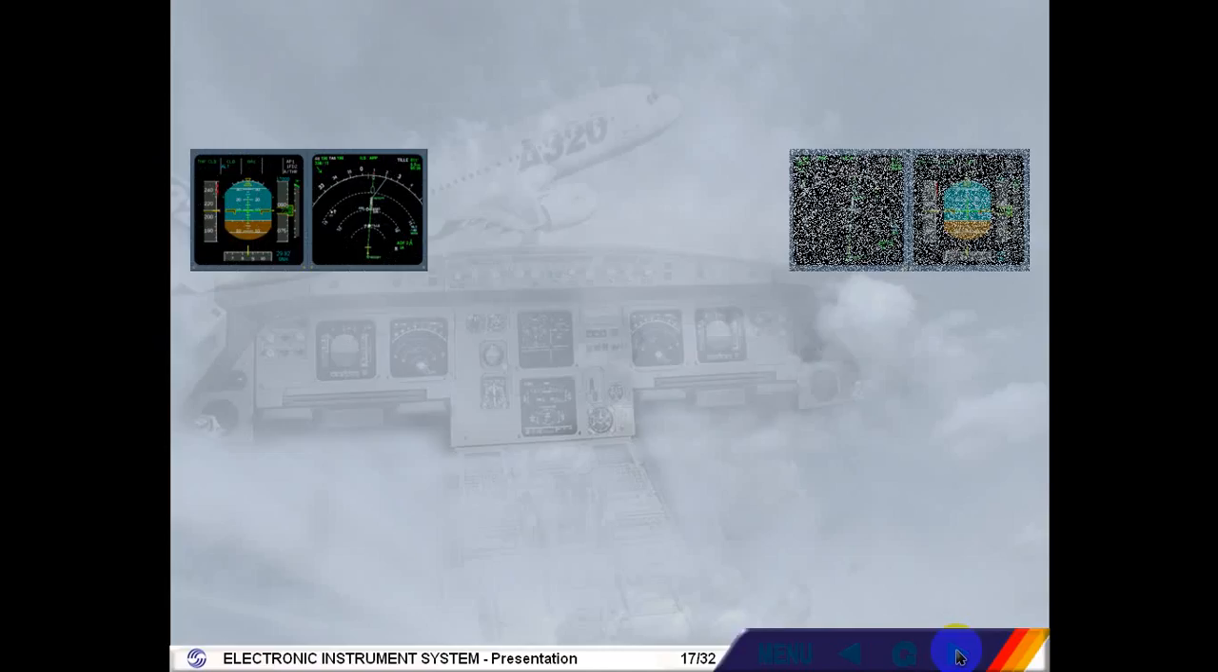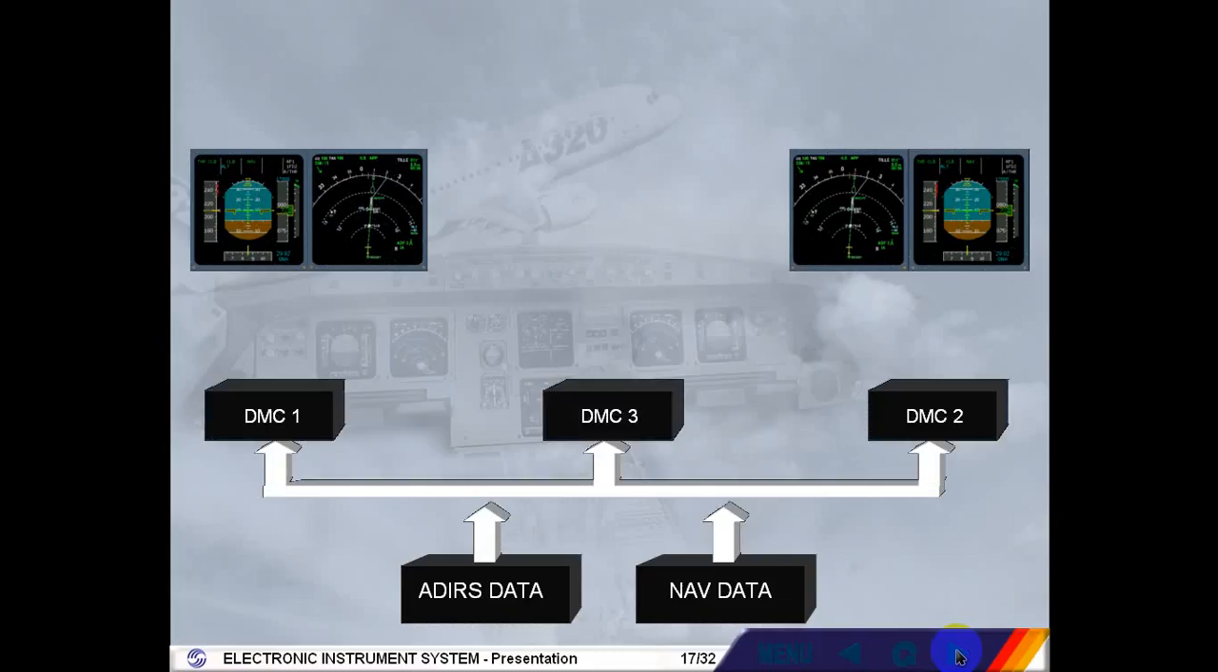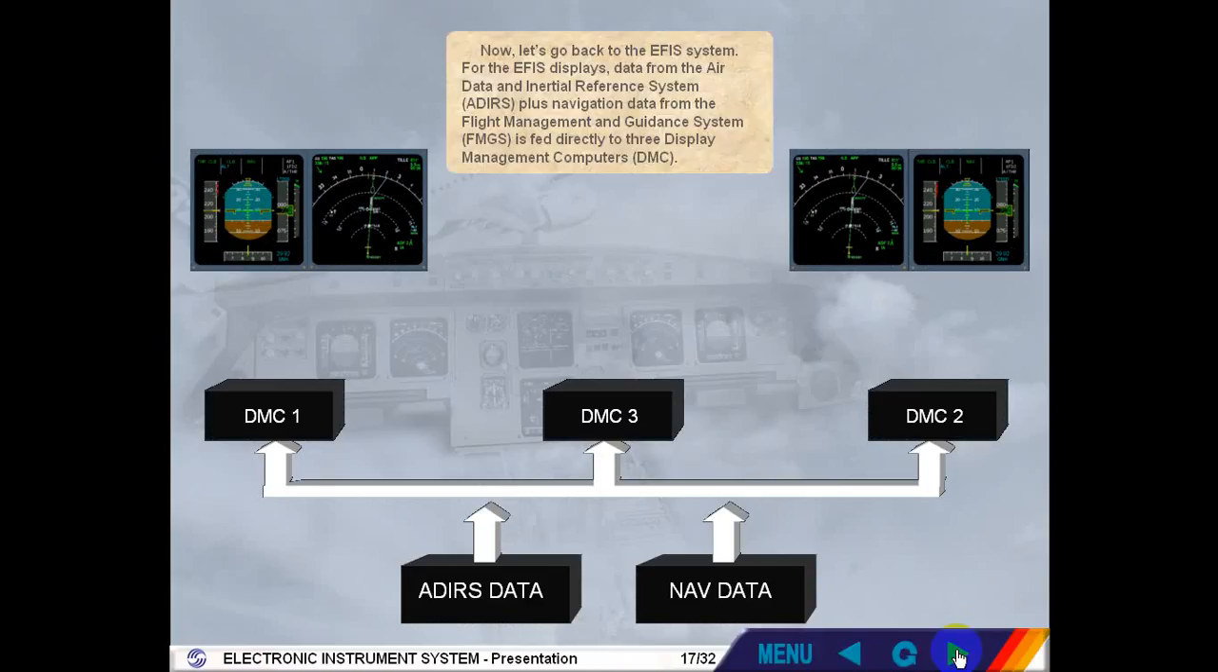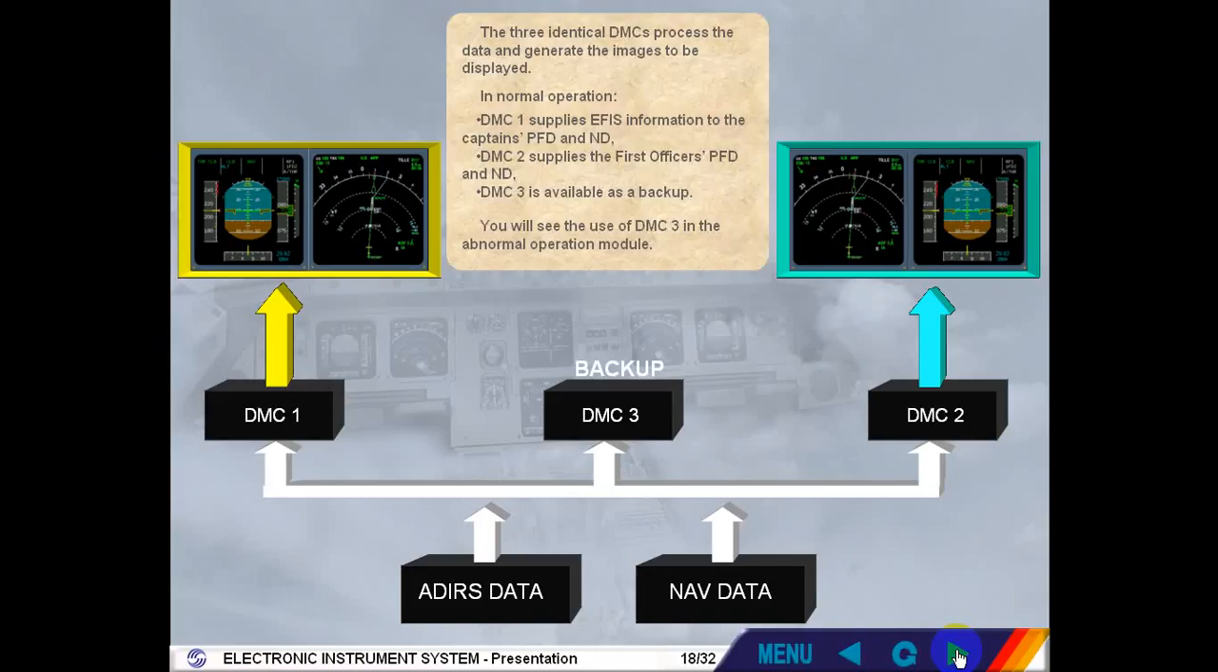Now let's go back to the EFIS system. For the EFIS displays, data from the Air Data and Inertial Reference System, ADIRS, plus navigation data from the Flight Management and Guidance System, FMGS, is fed directly to three display management computers, DMC. The three identical DMCs process the data and generate the images to be displayed. In normal operation, DMC1 supplies EFIS information to the captain's PFD and ND, DMC2 supplies the first officer's PFD and ND, DMC3 is available as a backup. You will see the use of DMC3 in the abnormal operation module.